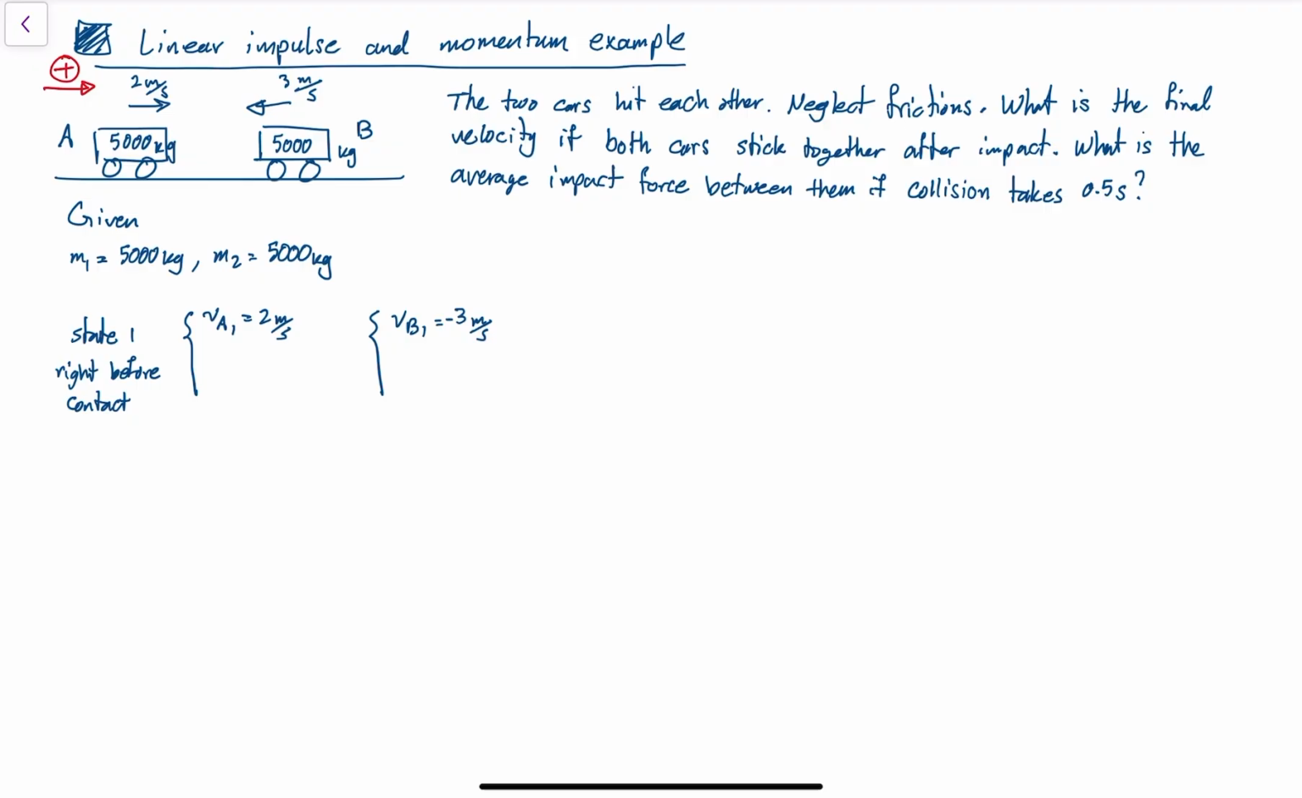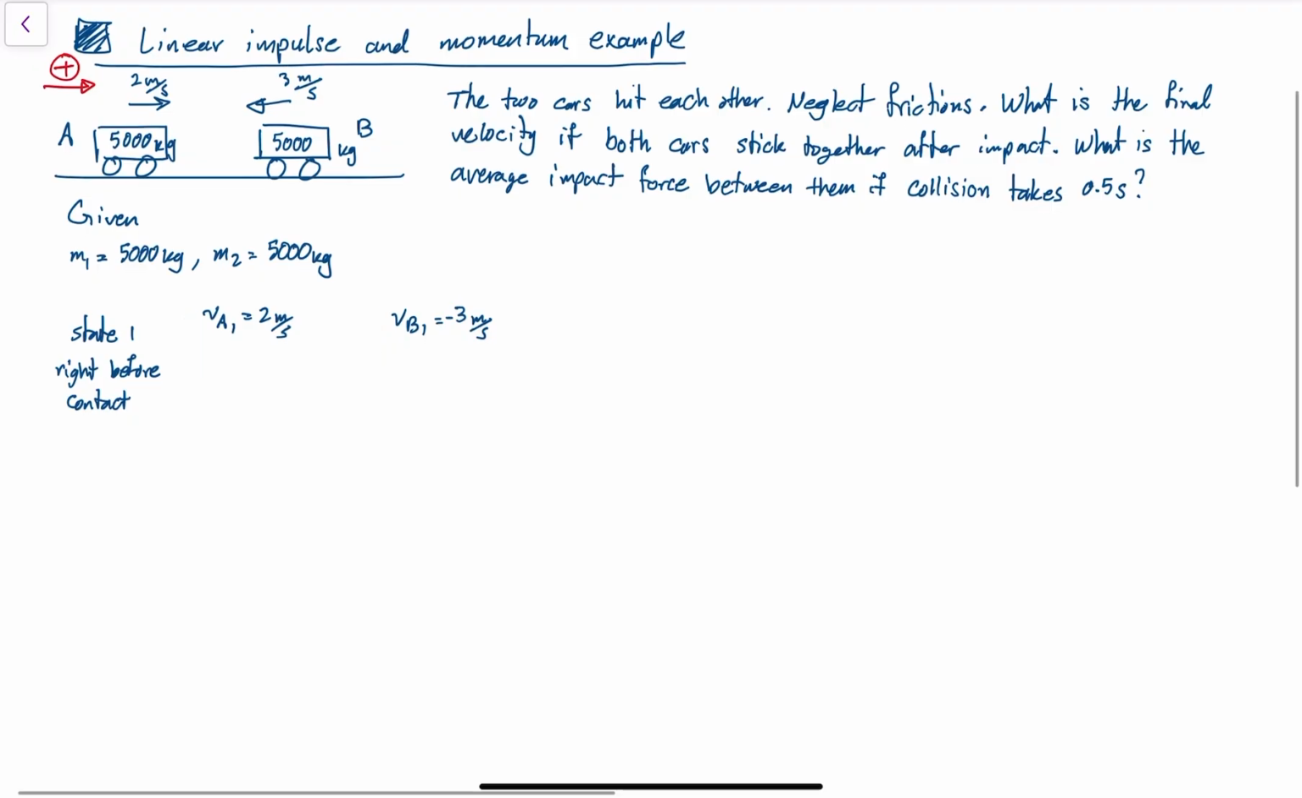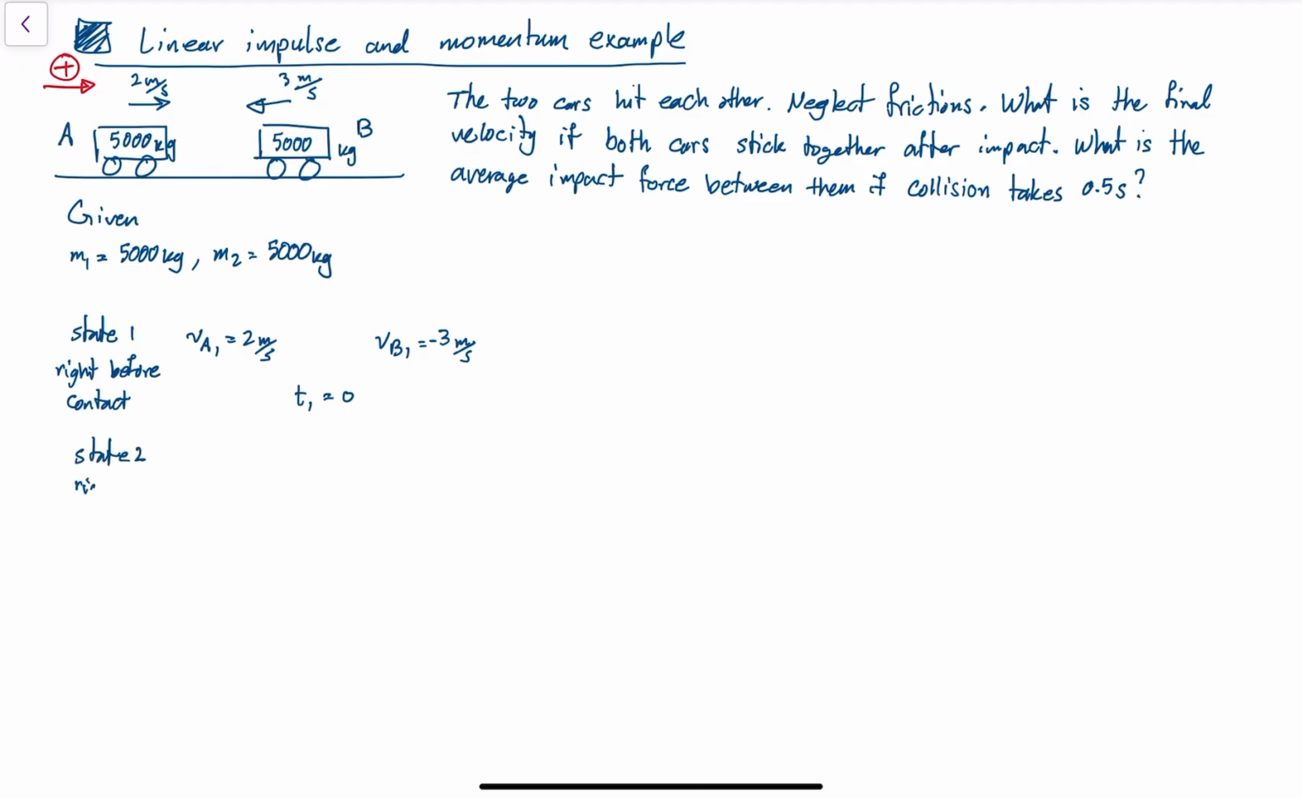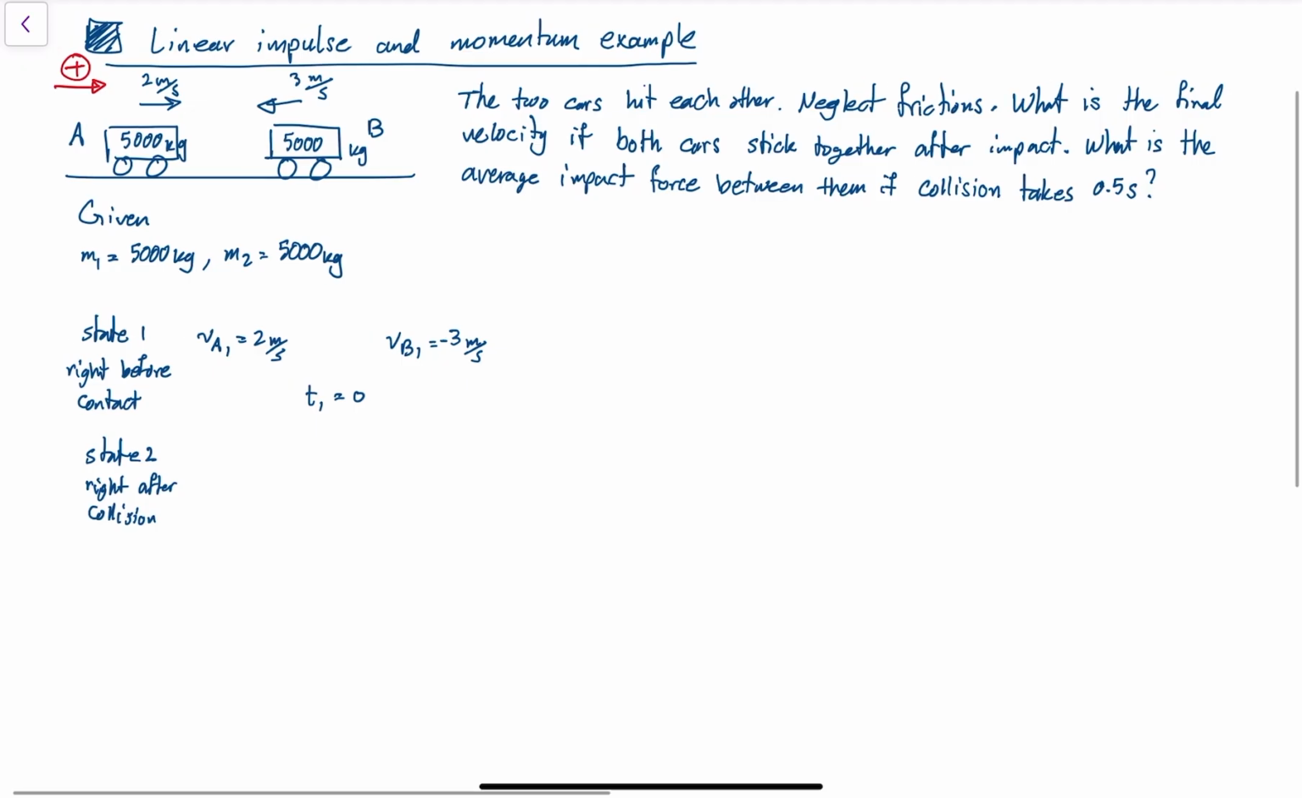Let me put it slightly differently. So this is state 1. In state 1, T1 equals 0. I start my stopwatch. We also have a state 2, which is right after collision. What do we know? We know time has passed. T2 is half a second later.